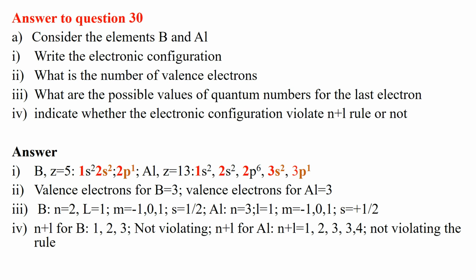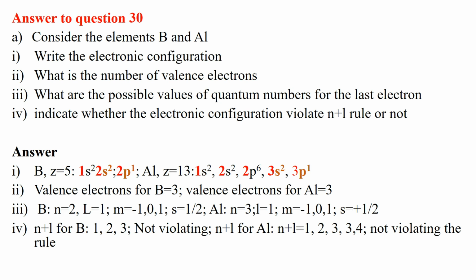Valence electrons for boron: we need to look at the last shell. The last shell is n equal to 2. The electrons in n equal to 2 are 2 electrons in 2s2 and 1 electron in 2p1. If we add 2 plus 1, we get 3, which means boron has 3 valence electrons.